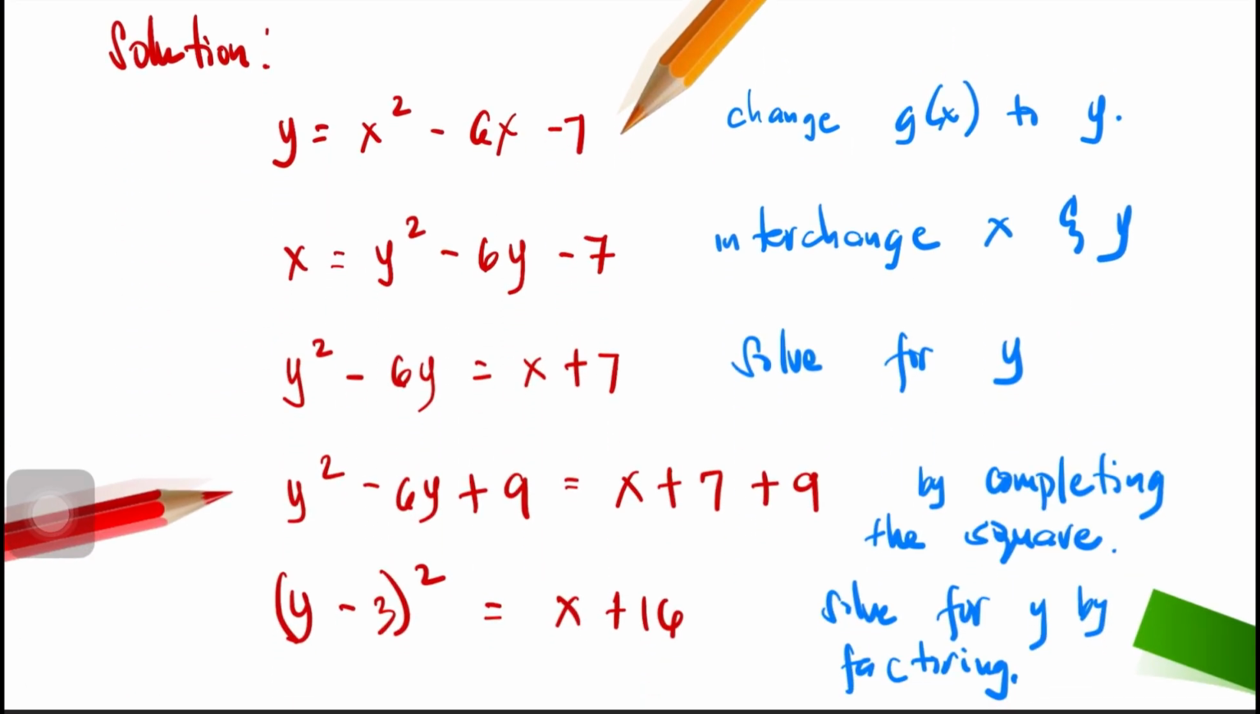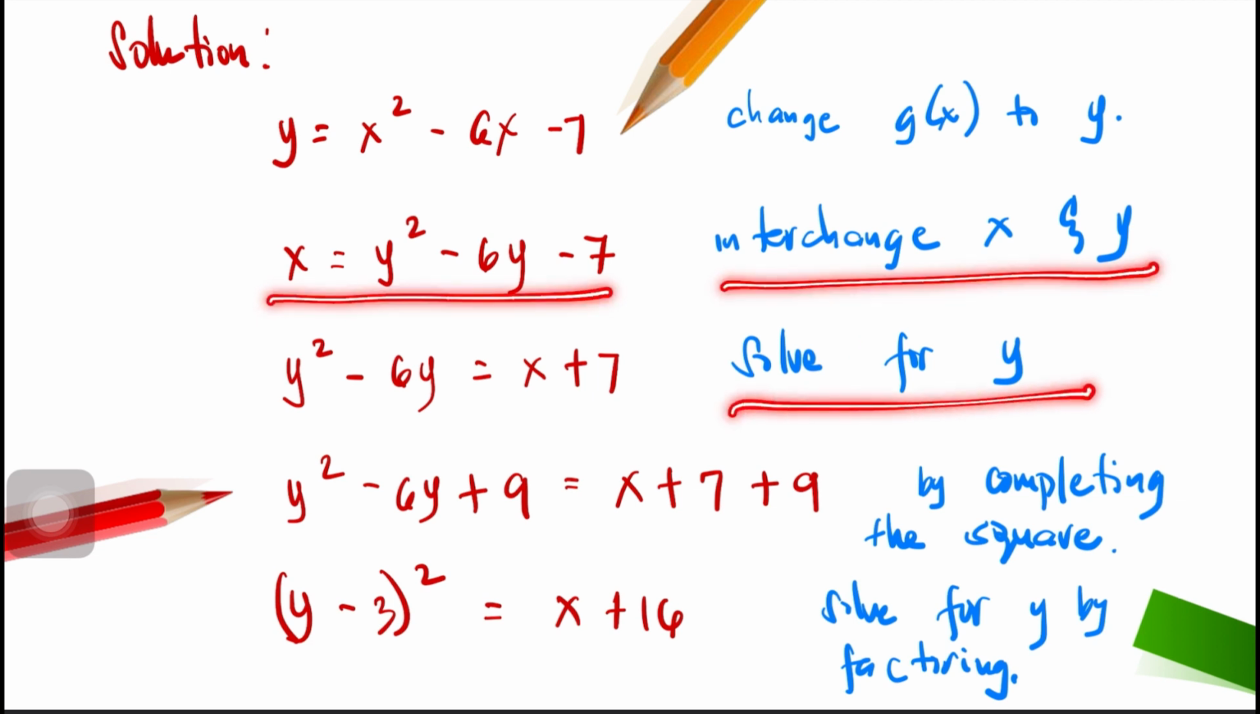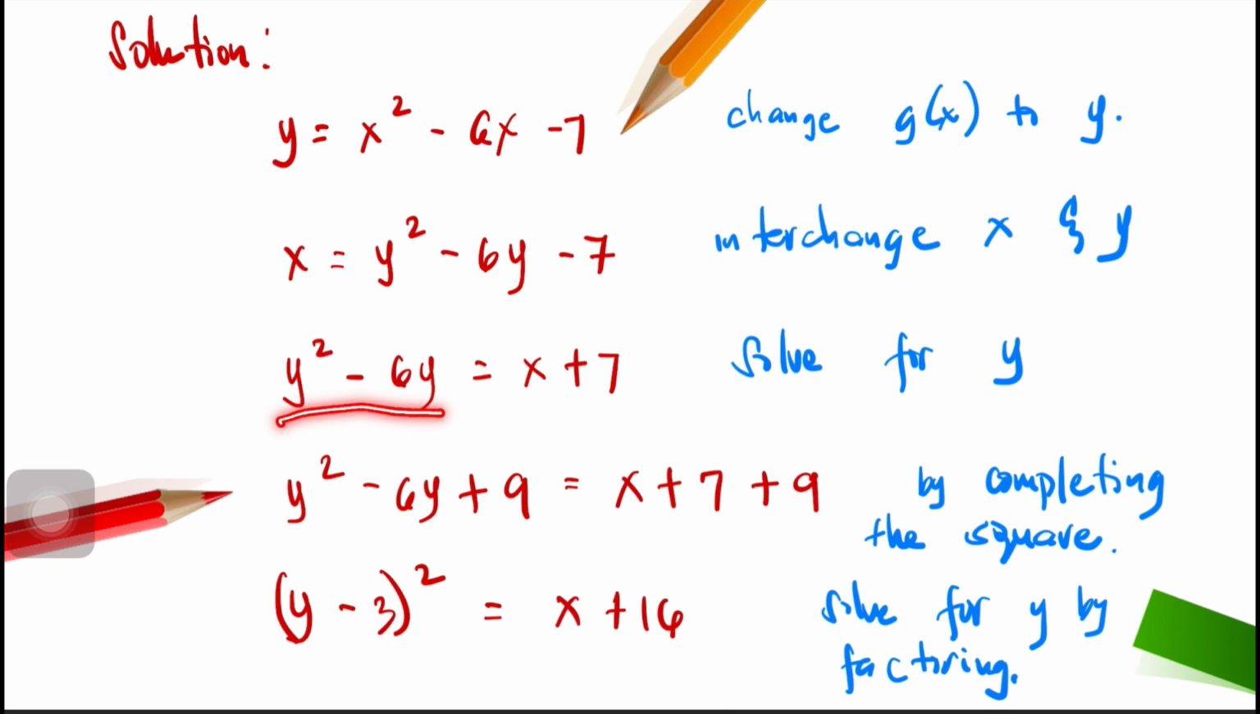Solution. Let us change g of x to y, and that is now y is equal to x squared minus 6x minus 7. And then interchange x and y. So from y it becomes x, from x it becomes y, so x is equal to y squared minus 6y minus 7. Okay, we interchange x and y. Then let's solve for y now. That is now equal to y squared minus 6y is equal now to x plus 7.